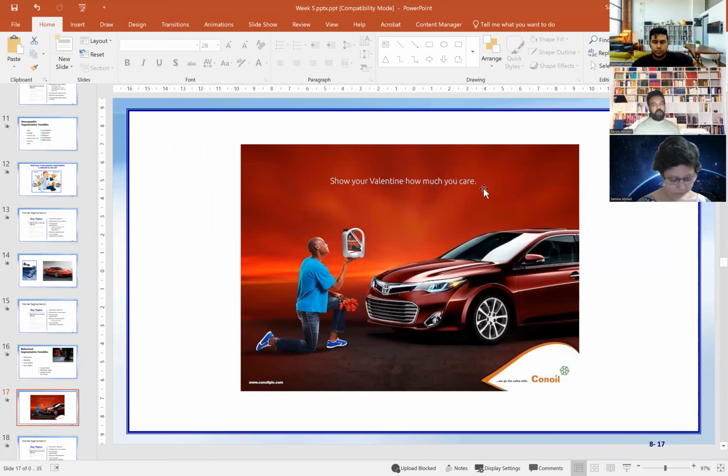Another example is probably behavior. Show your Valentine how much you care. It's a Valentine's Day ad. And what are they selling with this one?